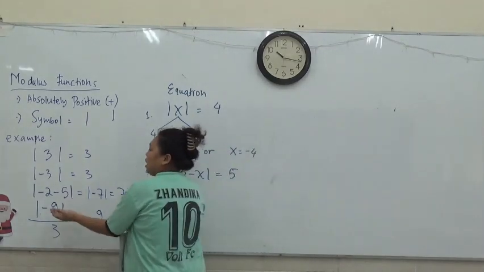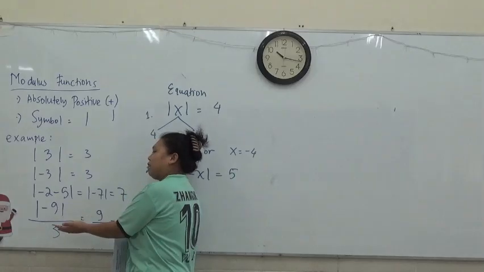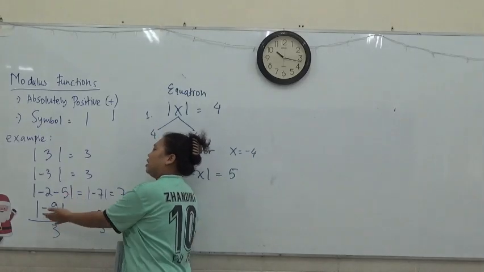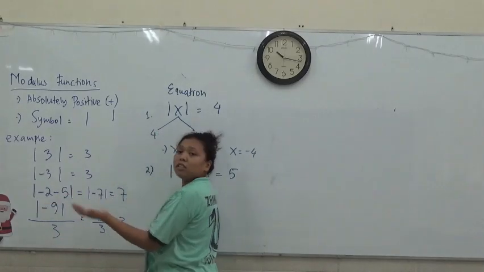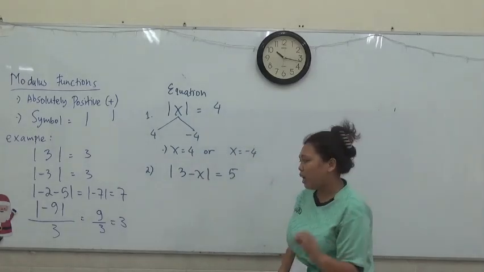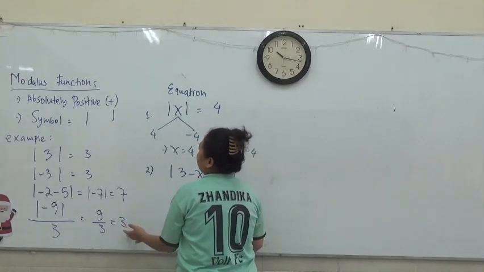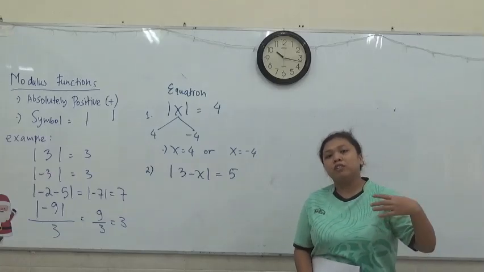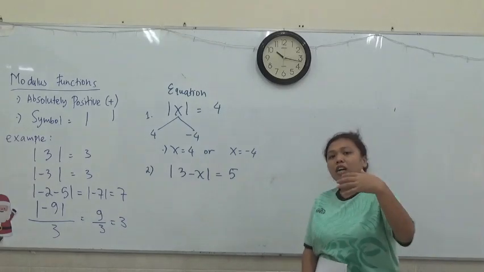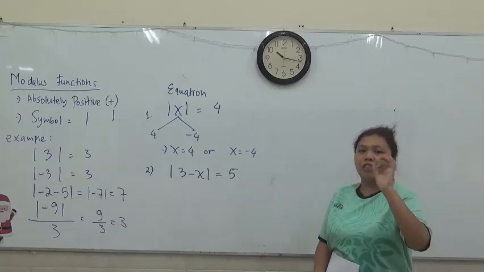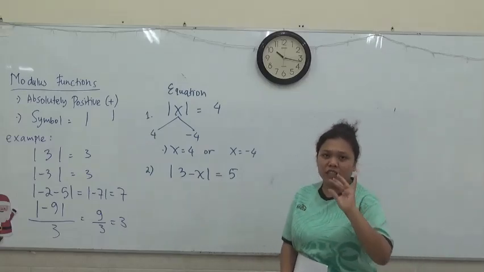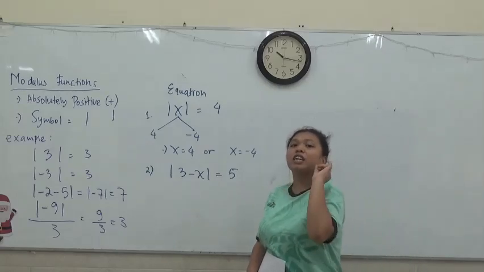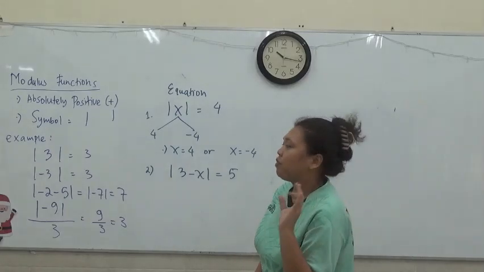Now, the absolute value of negative 9. 9 is the size and the negative is the value. So the positive value of negative 9 is just 9, divided by 3 equals 3. So that's all about the definition of modulus. It's just changing the sign of a number without changing the size. It's very important: you're just changing the value, not the size of the number.